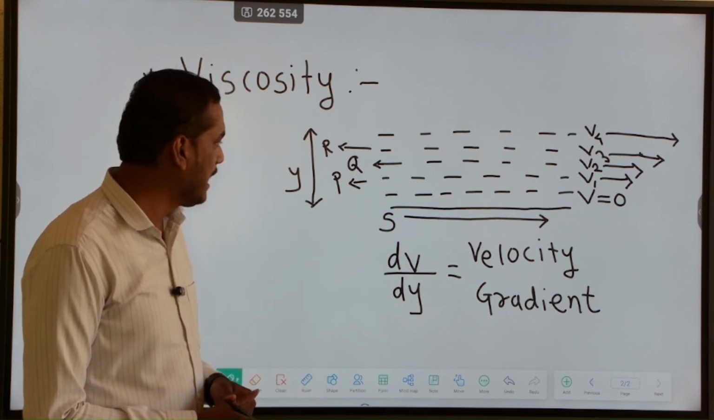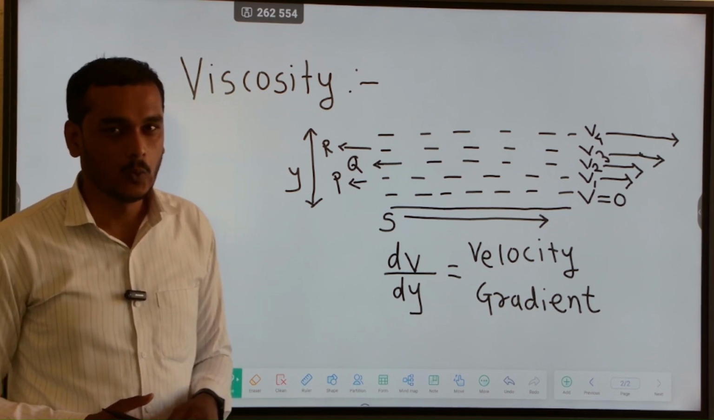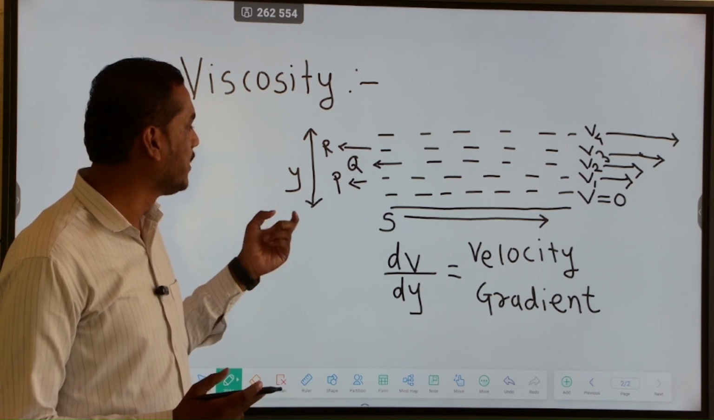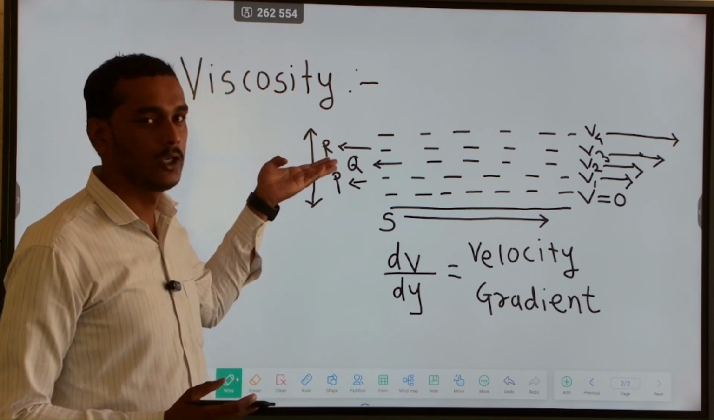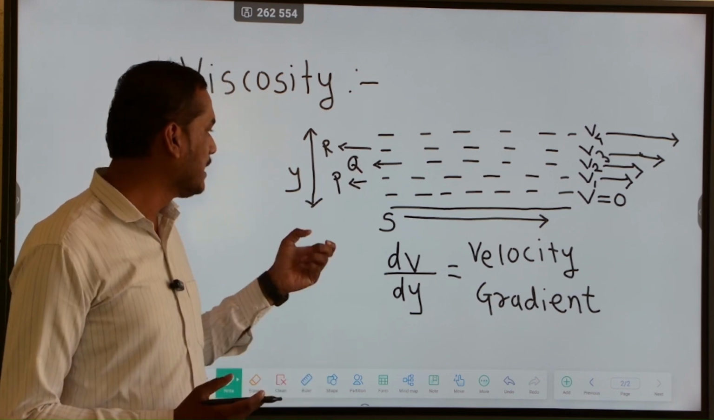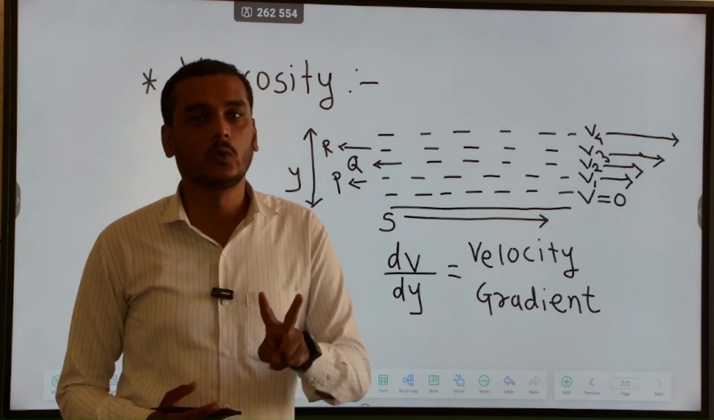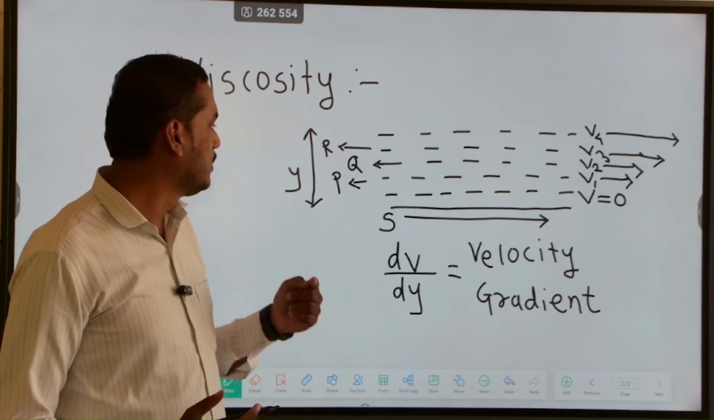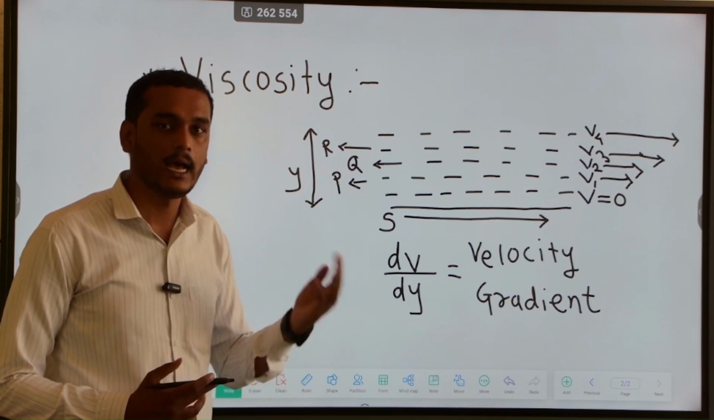Now we can see that layer P, which is below layer Q, has low velocity as compared to layer Q, while layer R, which is above layer Q, has a little bit more velocity than layer Q. Hence, layer Q experiences two types of tangential forces. First tangential force is due to layer P and second tangential force is due to layer R.